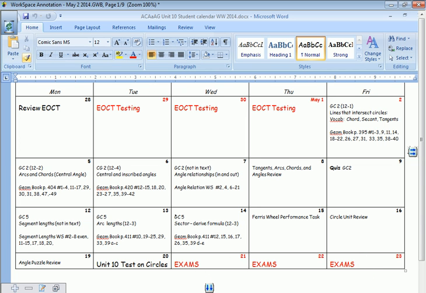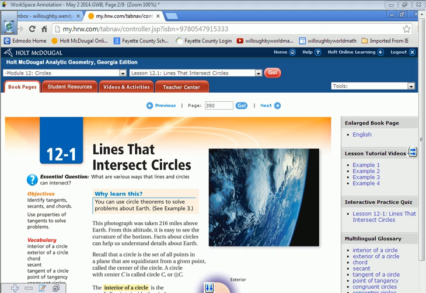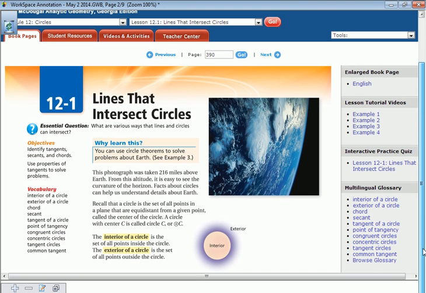Okay, so let's just jump right in to today's lesson. Like I said before, we're going to discuss some key vocabulary, and this is out of your textbook, so if you happen to bring your geometry textbook, you can follow along with me. If you didn't, you can just look at the screen and follow along that way. We are on page 390 of our textbook, and we're looking at lines that intersect circles. So here is all the vocabulary that will be covered in today's lesson.